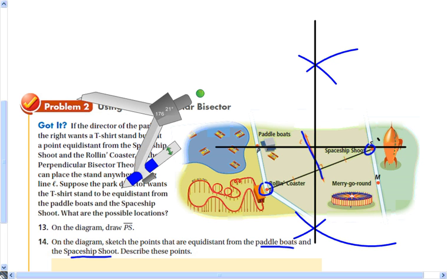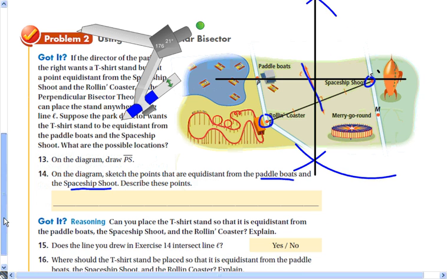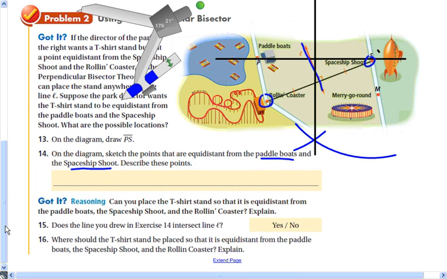And now anything on that line is equidistant from the paddle boats and the spaceship chute. So we got that. And that is the perpendicular bisector.